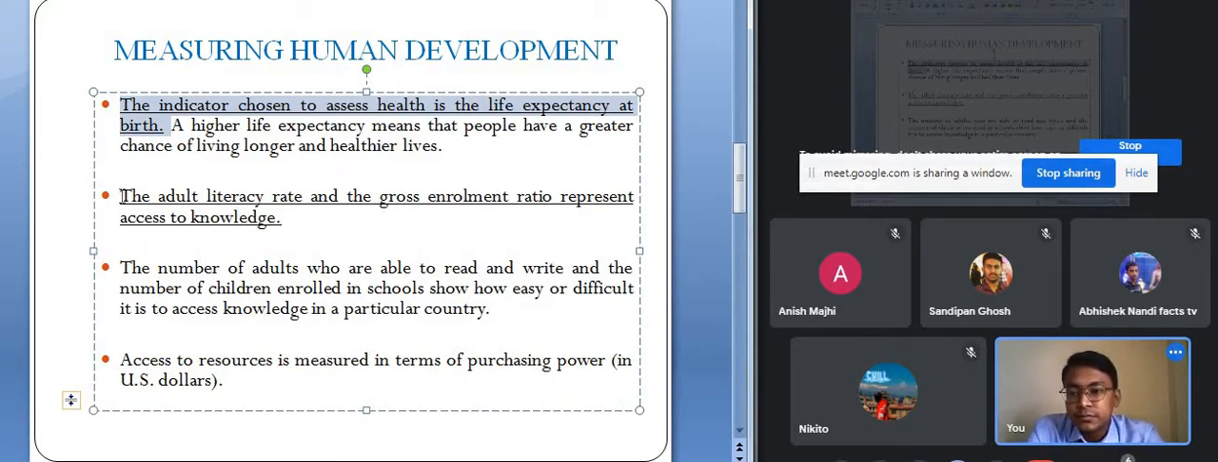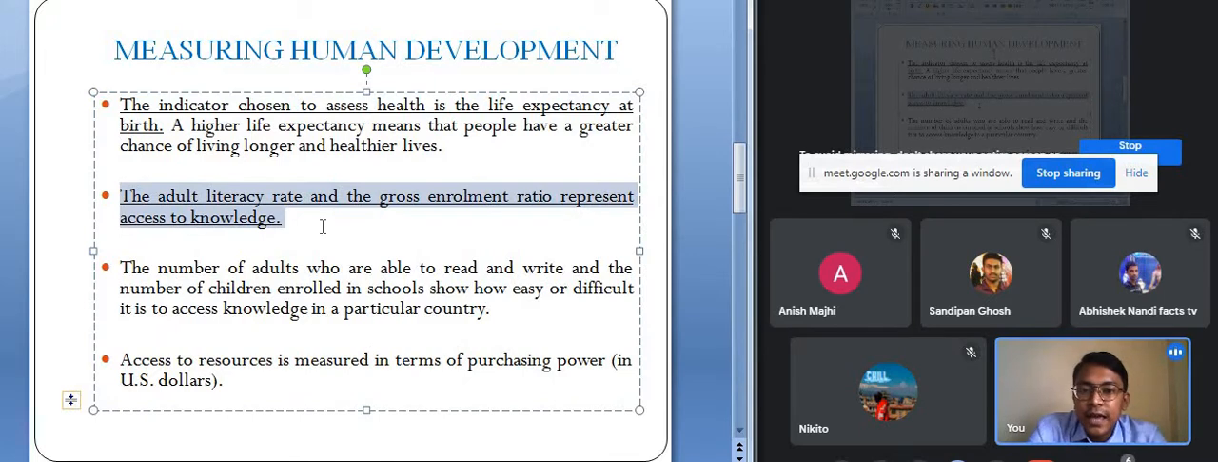The adult literacy rate and the gross enrollment ratio represent access to knowledge. How do we measure access to knowledge? The adult literacy rate is the percentage of literate people, and the gross enrollment ratio means the number of children who are enrolled in schools. So we take into consideration the adult literacy rate and the gross enrollment ratio to assess knowledge.